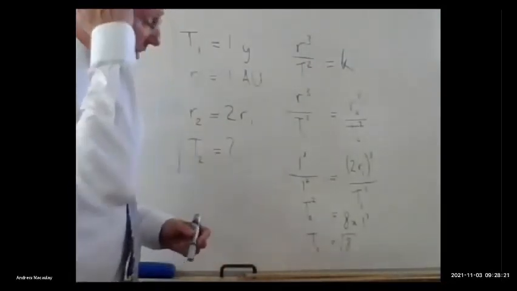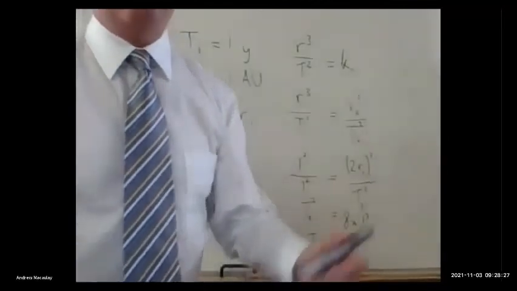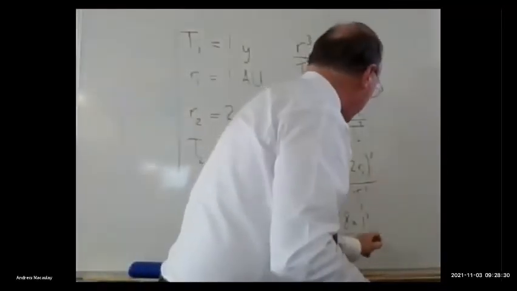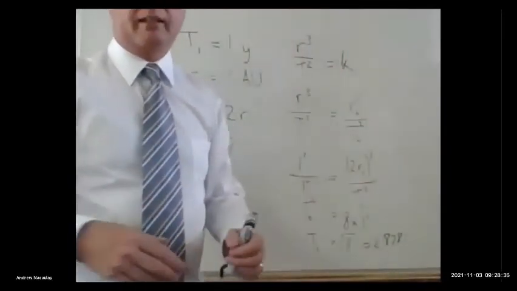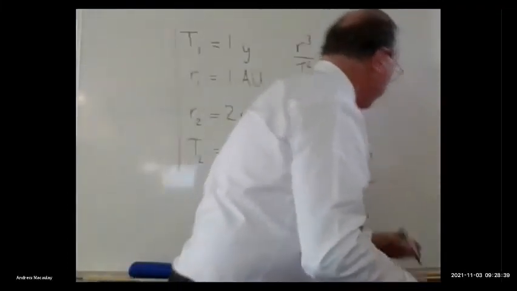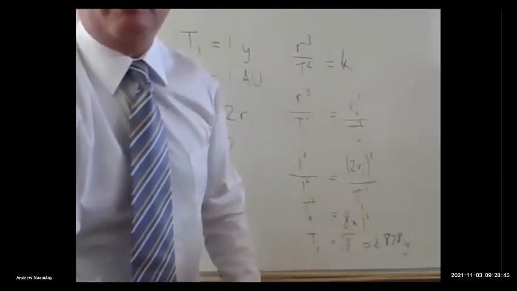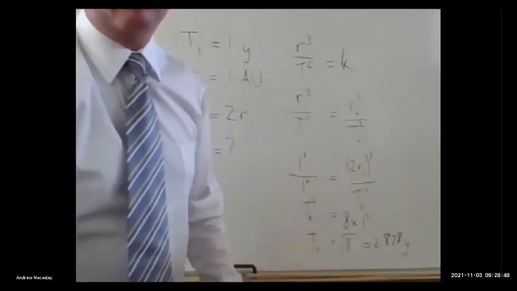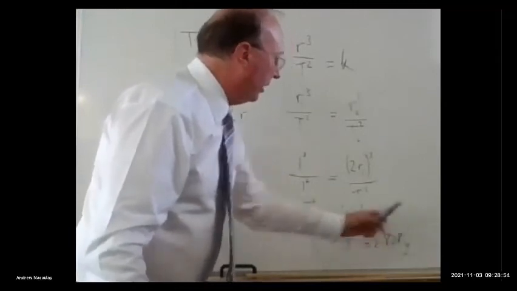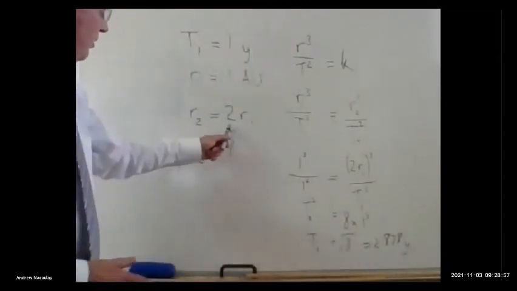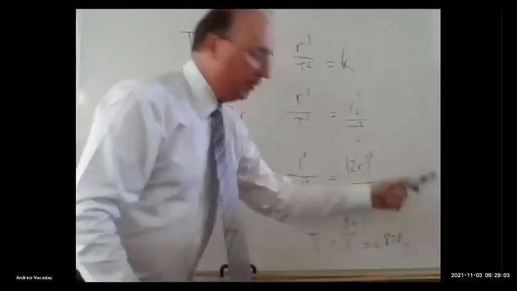And that really is the answer, except we want to probably calculate it. So if we calculated that, we would get something like 2.828. It keeps going, round to 2.8. And the units, of course, is years. Y for years. So we've got T2 is the square root of 8, which is 2.8 years. So if you double the distance, we're moving away from the sun, it's going to take us longer to get round, and that's Kepler's third law.